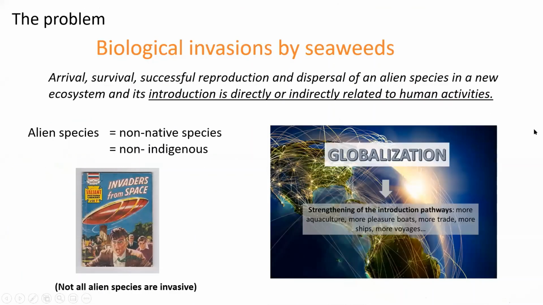So why did this project emerge? Well, there is an environmental problem that we are facing now called biological invasions. Biological invasions can be caused by any species, animal or plant, and they consist of the arrival, survival, successful reproduction and dispersal of an alien species in a new ecosystem. The important part here is that alien species are species that are non-native or non-indigenous to the place, and the introduction of these species is directly or indirectly related to human activities. So we are causing it.